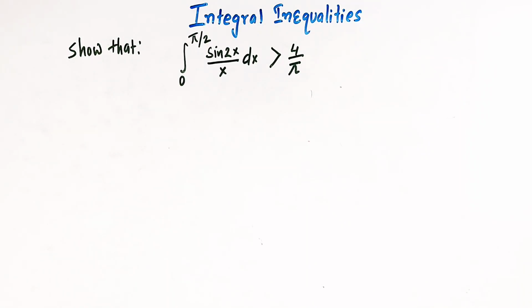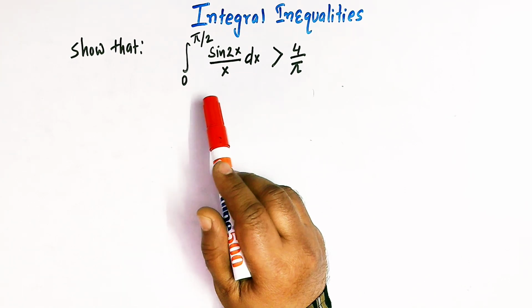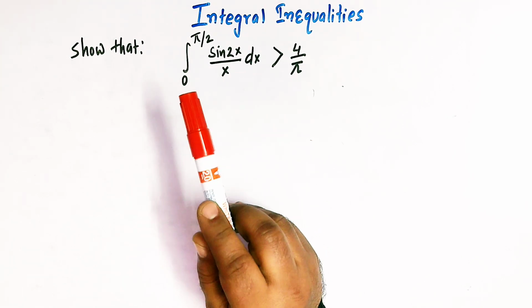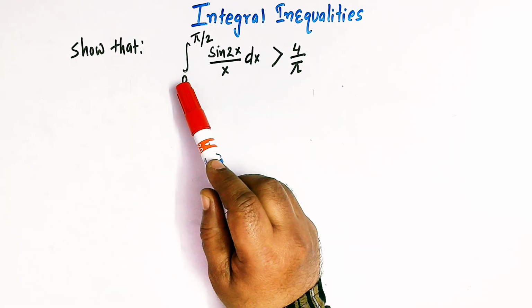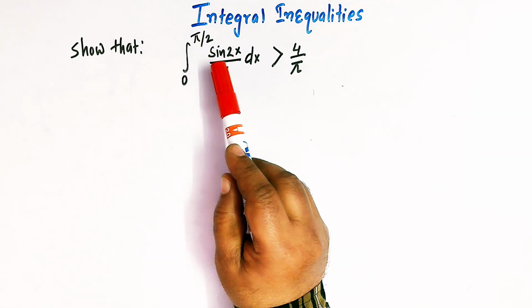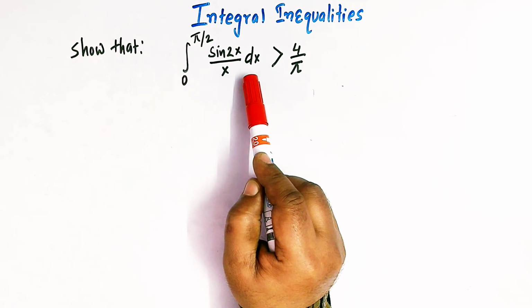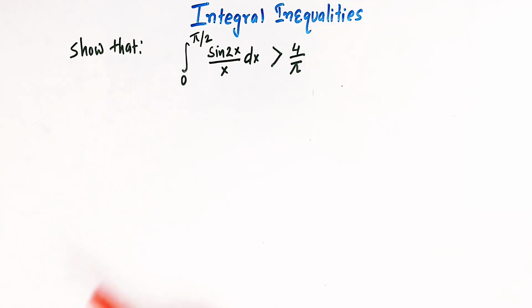Hello viewers, in today's class we are going to discuss another important problem from integral inequalities. So in this session we'll prove this integral inequality in which we have to prove that the value of this integral from 0 to pi by 2 of sine 2x over x dx is greater than 4 over pi, right?